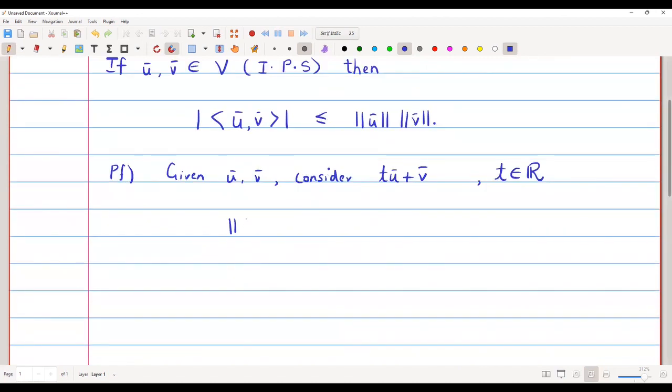We know that the norm of any vector is always greater than or equal to zero, right? So for any vector alpha bar, its norm is always greater than or equal to zero. This is always true. This means the square of this will also be greater than or equal to zero.